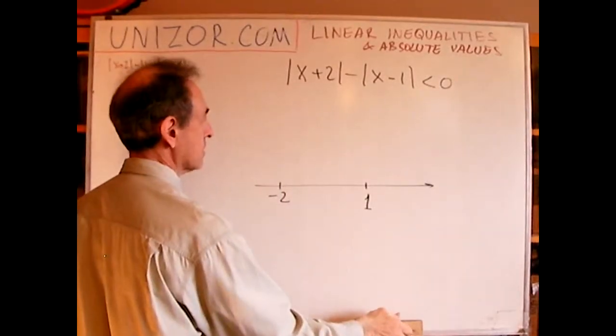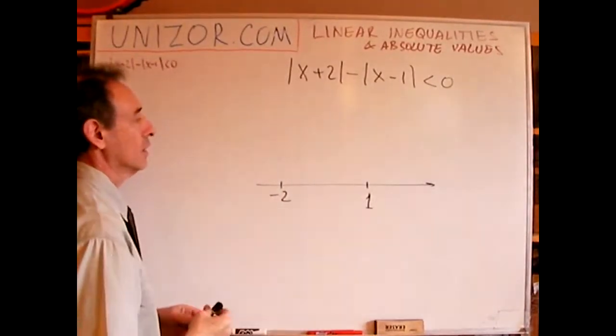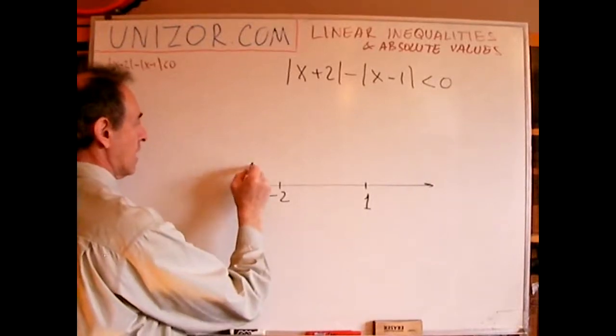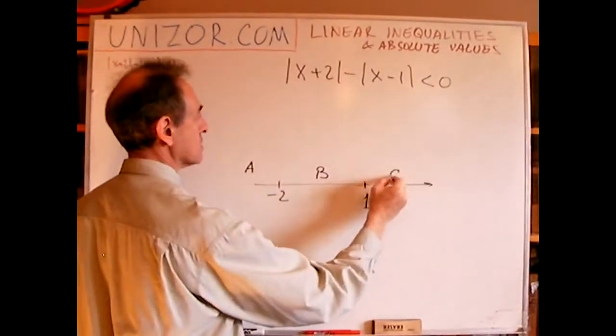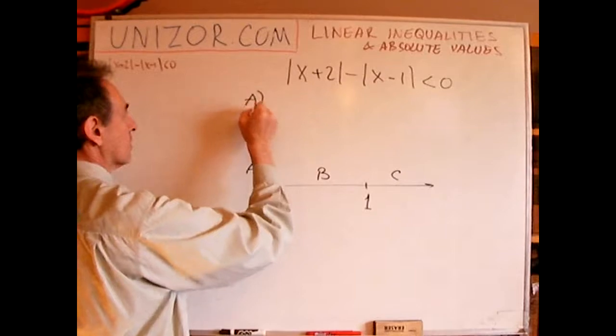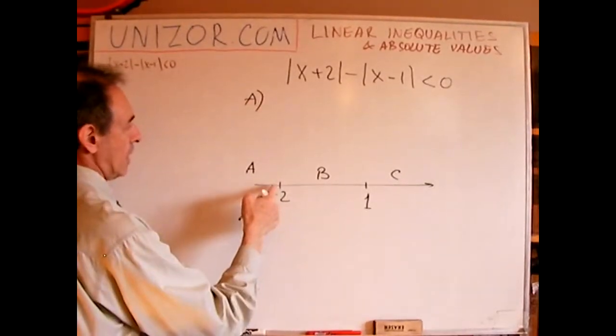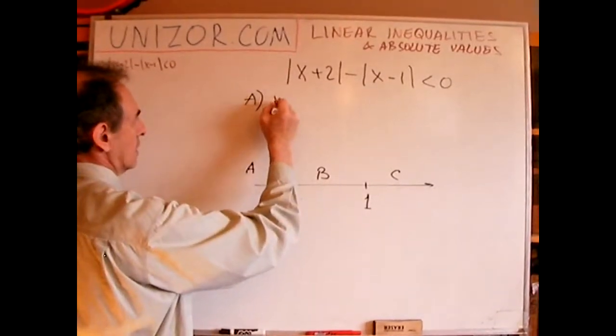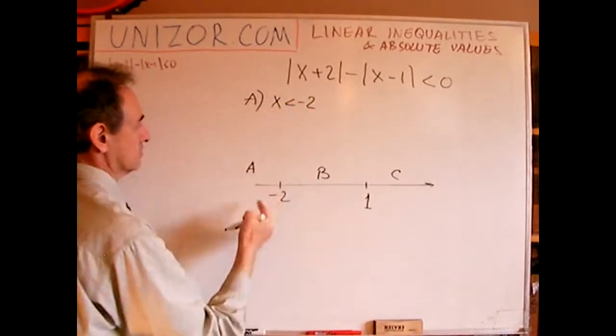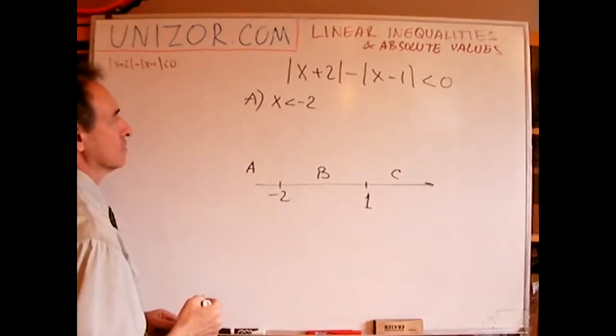And let's do just this. So we have 3 different cases. This is area A, this is area B, and this is area C. So let's consider area A. Now A is x less than minus 2, right? Everything to the left of minus 2.